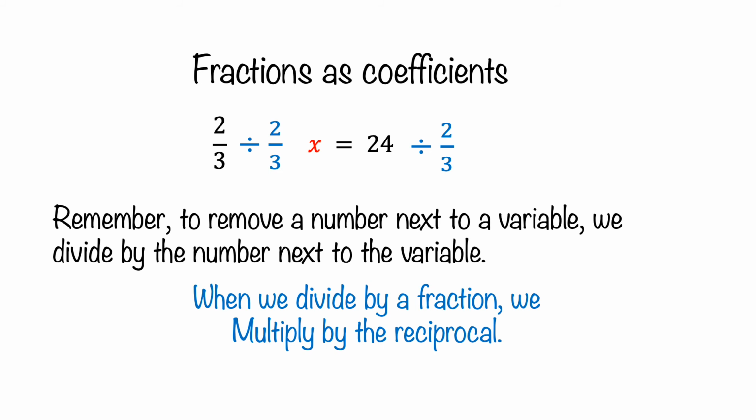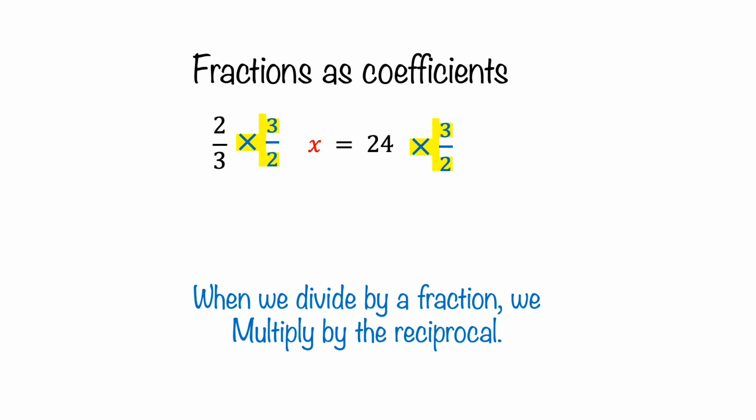If you recall from our lesson on solving division with fractions, when we divide a fraction, we keep, change, flip. So in other words, we're going to multiply by the reciprocal. When there's a fraction next to a variable, we multiply by the reciprocal. This is the same thing as dividing by the fraction. So when you see a fraction next to a variable, multiply by the reciprocal.